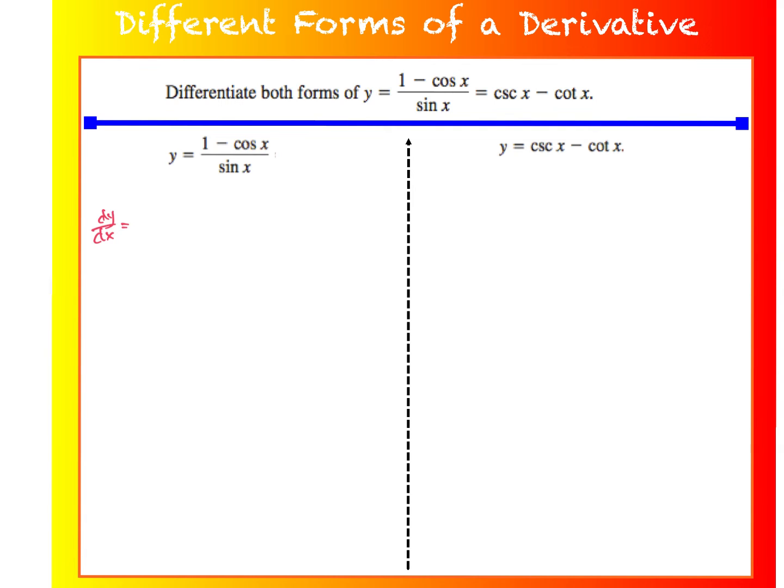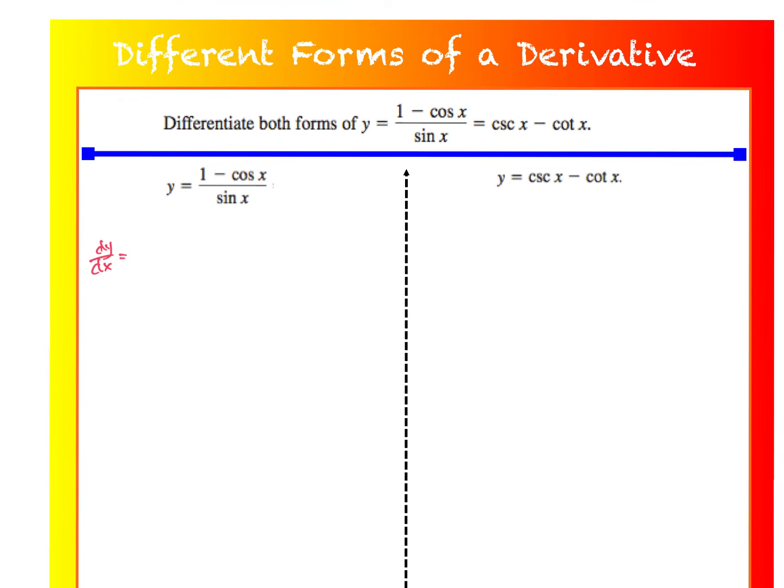What's the derivative of 1 minus cosine x? Sine x, okay, because it's really like a negative, so we have a sine x times the bottom of sine x, minus the derivative of the bottom, which is cosine x, times the top of 1 minus cosine x, all over sine squared x, or sine of x squared, sure.